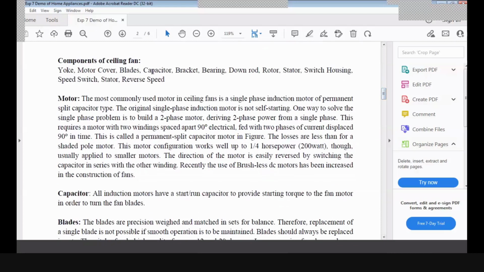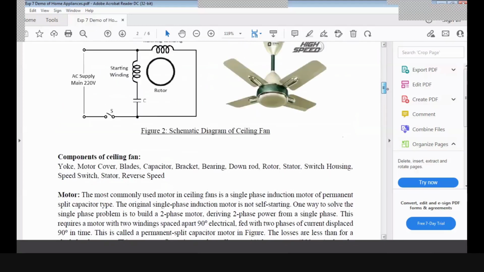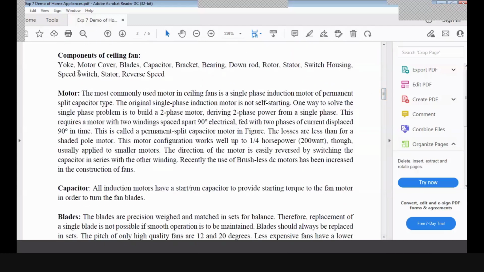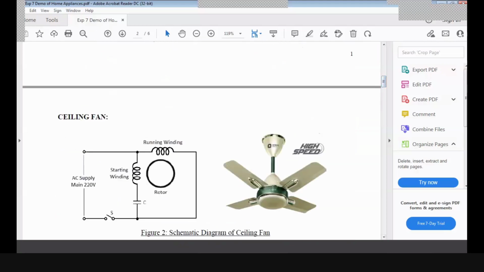These are the components of a ceiling fan: yoke, motor cover, blades, capacitor, bracket, bearing. So blades are not part of the motor. They are connected with this motor. These are the blades. Okay, all others are parts of the motor. The yoke, motor cover, the bracket; the capacitor is also not a part, meaning we need to install it individually, separately. Then bracket, bearing, down rod, switch housing. Okay, so this is the down rod, which connects the ceiling fan to the ceiling, right?